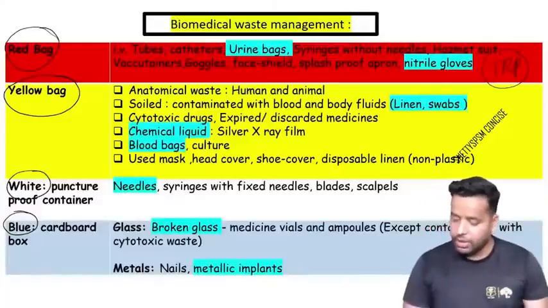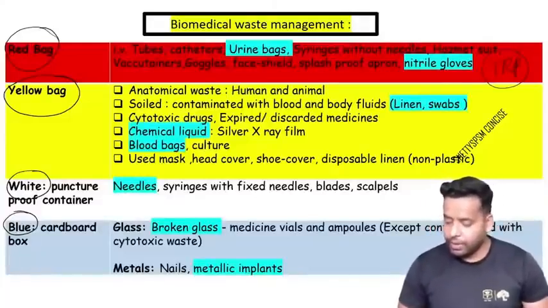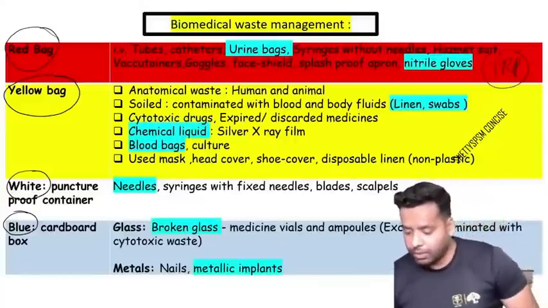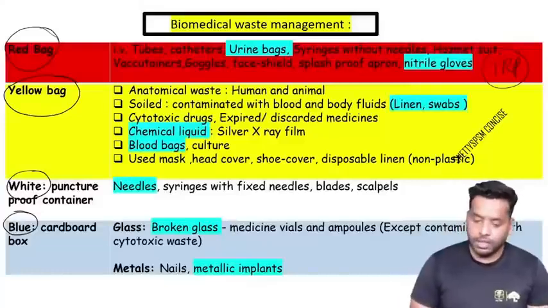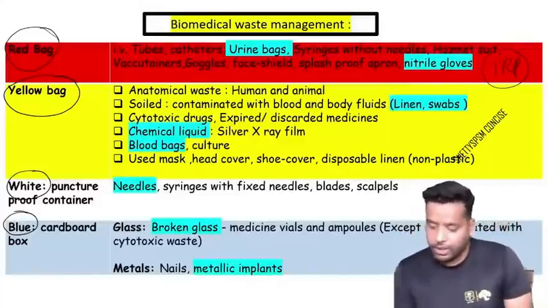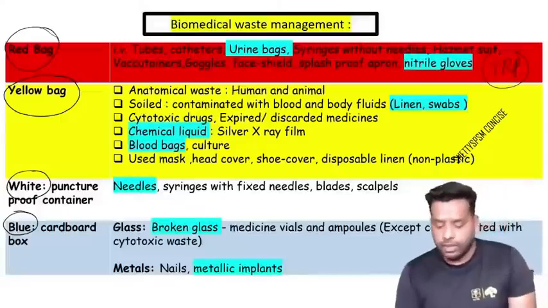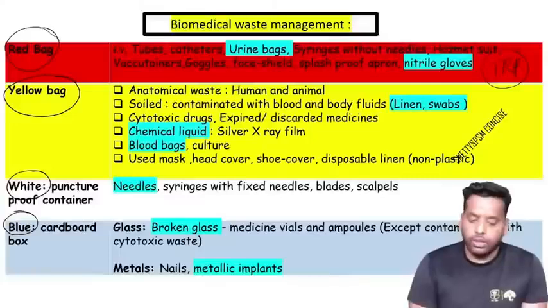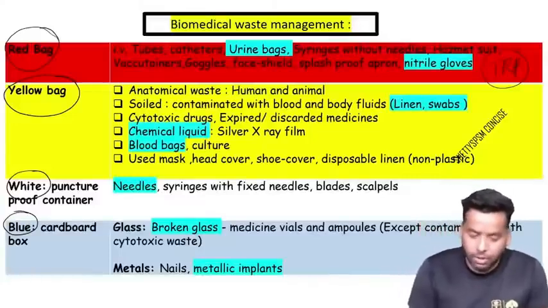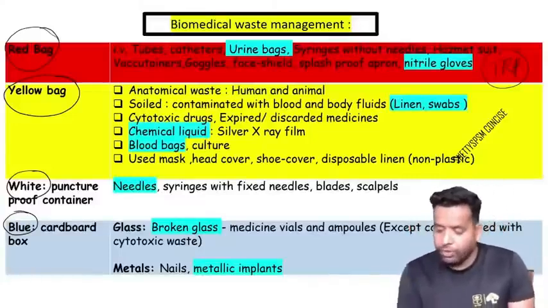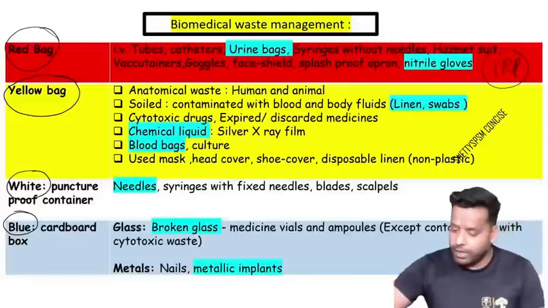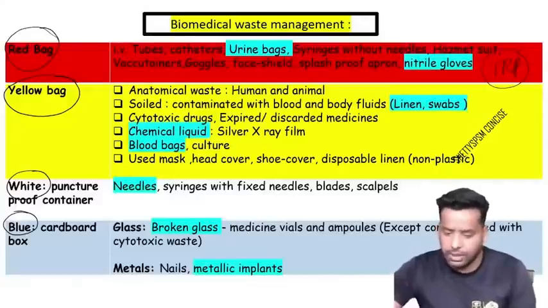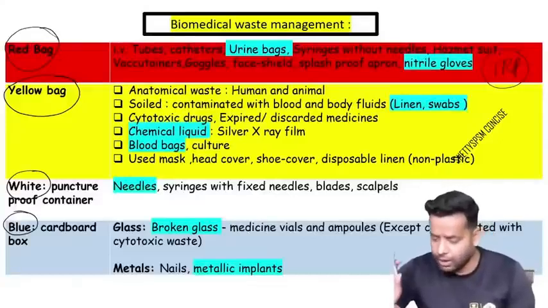So listen to the words properly first. Urine bags, TRP: tube, rubber, plastic. Everything will go in red color. Anything which is infected, body fluids, soiled, cytotoxic things or masks, blood bags, body fluids related, human anatomical waste, swabs, something which is very dangerous, which has to be burnt. Incineration should be done. That is yellow color.